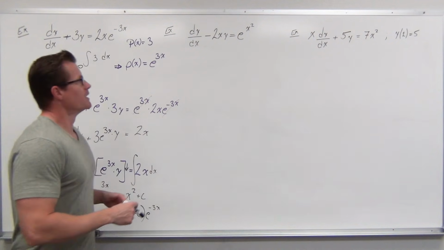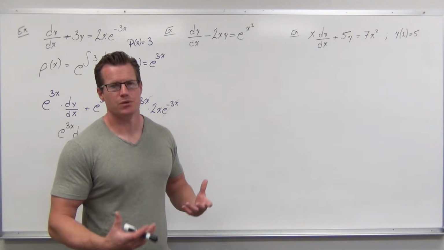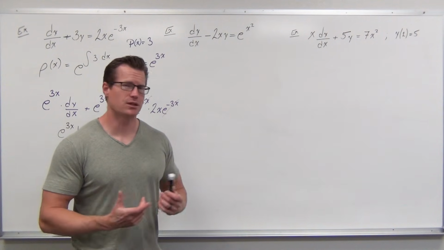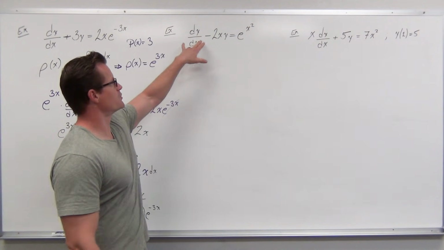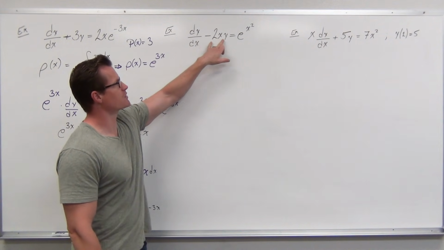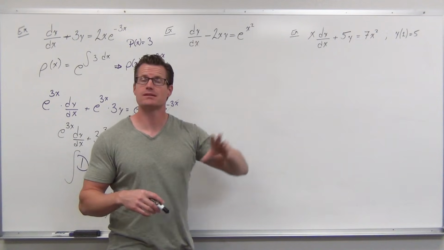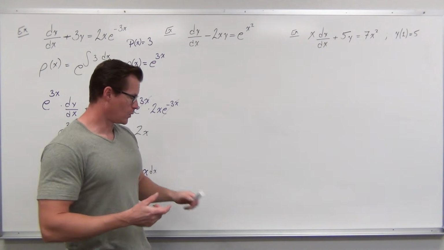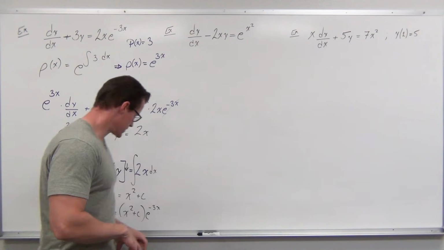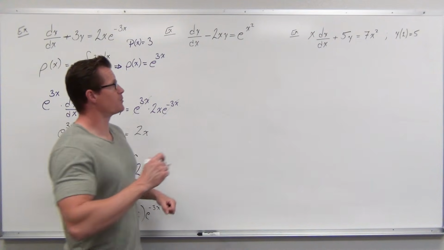So first things first, does it fit the technique we're trying to use? Well, it's not separable. It looks linear to me. Let's double check. I've got a derivative of y minus some function of x times y itself to the first power, and then no other y's anywhere else. So that's linear. Now, can we write out what the pieces are that are necessary for us to understand? Let's try to write out p of x.